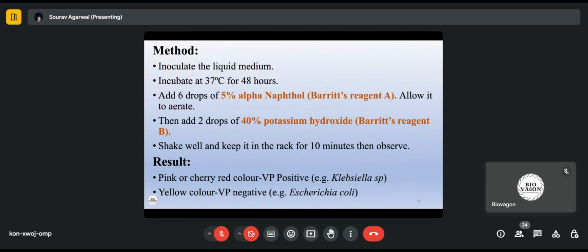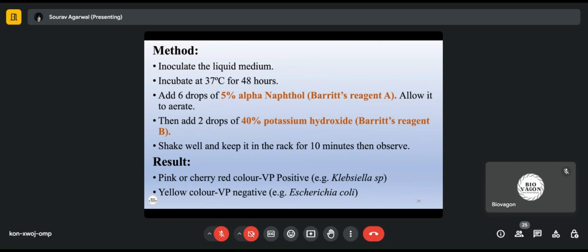Here is the method: you have to inoculate the MRVP broth as I explained, and then incubate it. After incubation for 24 to 48 hours, you first put 6 drops of 5% alpha naphthol, which is also known as Barrett's reagent A, and keep it for 5 minutes. Then you add 2 to 3 drops of 40% potassium hydroxide, which is Barrett's reagent B, shake it, keep it for 10 minutes, and then observe. Here also you will get a pink or red color when it's positive and yellow color if it's VP negative.